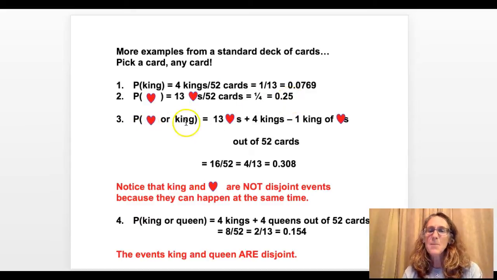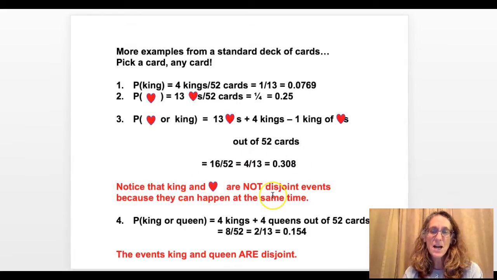So then we look at the compound probability. What's the probability that you get a heart or a king or both? Well, there's 13 hearts and there's 4 kings, but there's that one king of hearts out of the 52 cards. So there's actually 16 different cards out of the 52 cards that are a king or a heart or both. So that's 4/13 or 0.308, about a 30% chance.